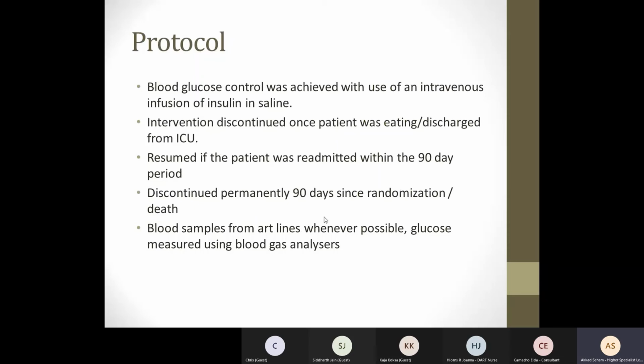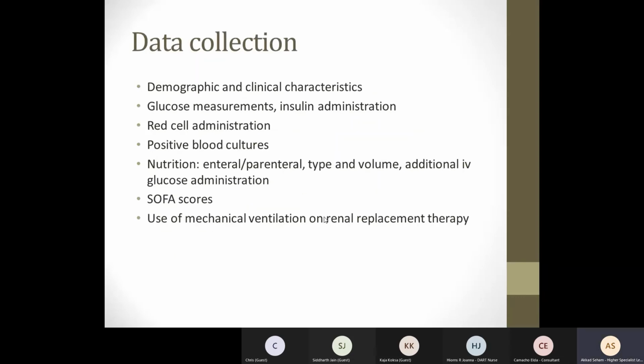And then they tried to get the glucose from arterial line samples if possible, and measured in the blood gas analyzer. So these are all of the data that they collected. It's demographics, glucose measurements, red blood cells, if they had positive blood cultures, because that could affect the amount of glucose that was in the blood, the type of nutrition that they had, how unwell they were, and whether they were on mechanical ventilation or renal replacement therapy.